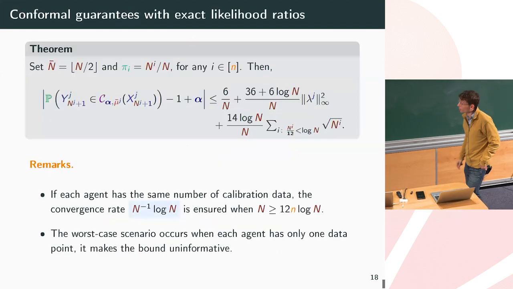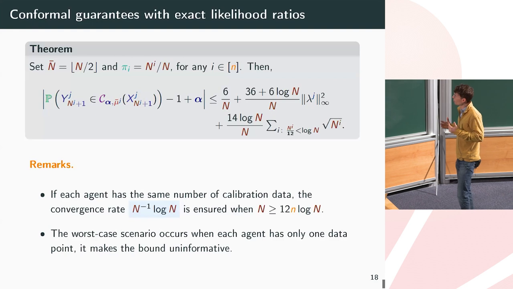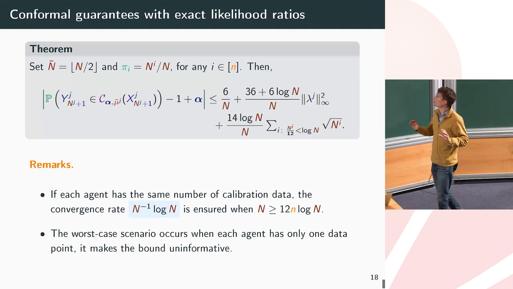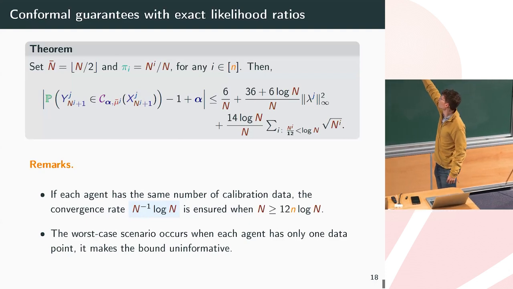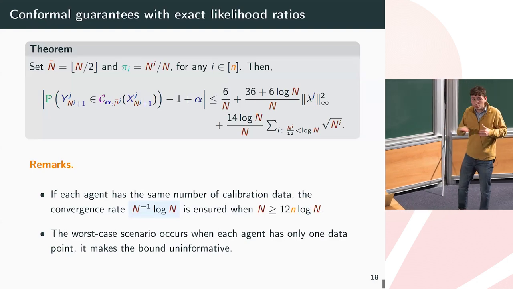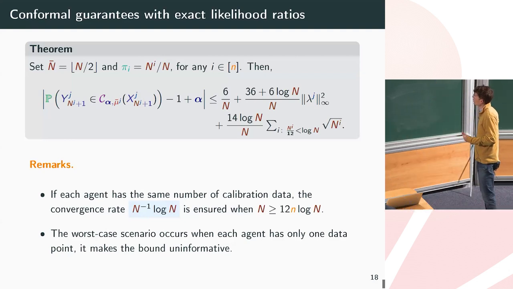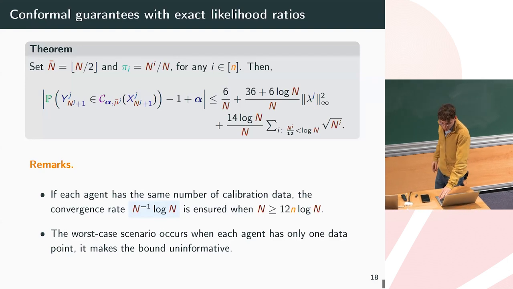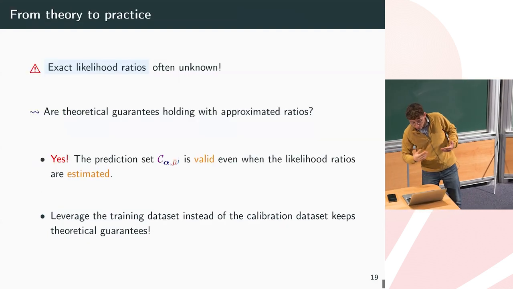And we have a theoretical guarantee. If you take the pi, the weights, as the proportion of data coming from agent i compared to the overall calibration data size, then you can show that the probability that the true output belongs to the prediction set personalized to agent g is very close to 1 minus alpha, your confidence level, because it's upper bounded by a quantity that tends to zero if you have a lot of data. In fact, the last term even vanishes if you have enough local data on each agent. It's almost the classical bound, because classically the bias is 1 over n and here it is log n divided by n, so we lost a factor log.